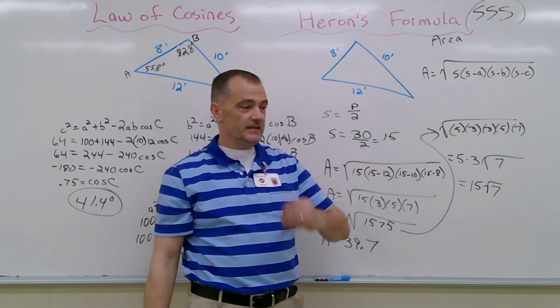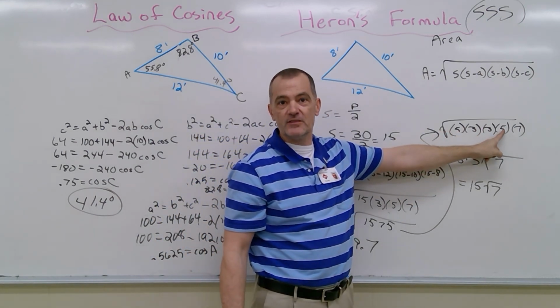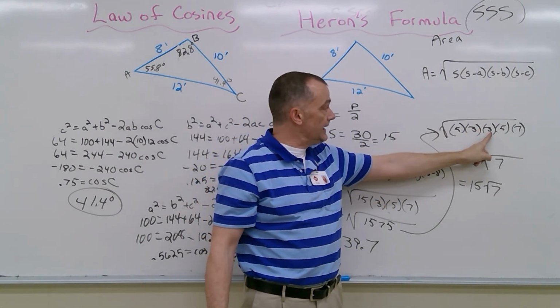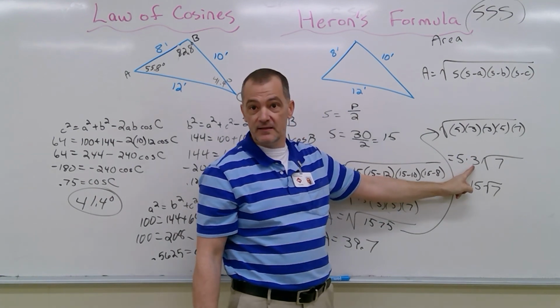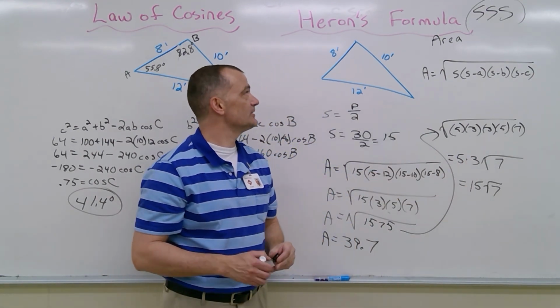Keep in mind, 5 times 5 is 25, and the square root of 25 is 5. 3 times 3 is 9. The square root of 9 is 3. 5 times 3 is 15. That is the exact area of that triangle.